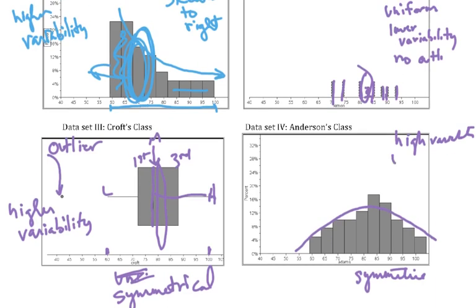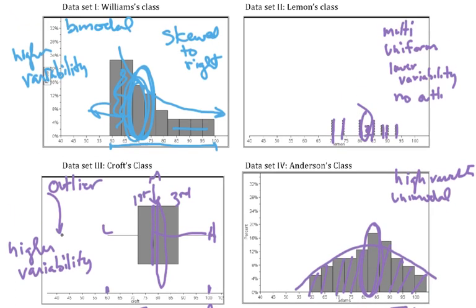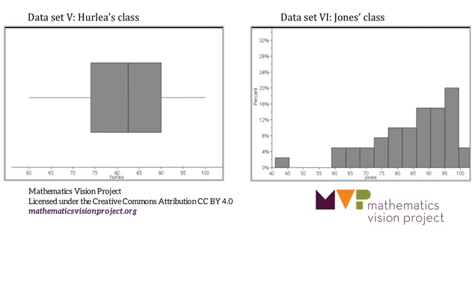Our unimodal, right? And probably our mean and our median, because it's symmetrical, would be pretty similar, right there in the middle. Since we don't have the data, we can just kind of guess at that. Hopefully you're thinking some of these things correctly from before.